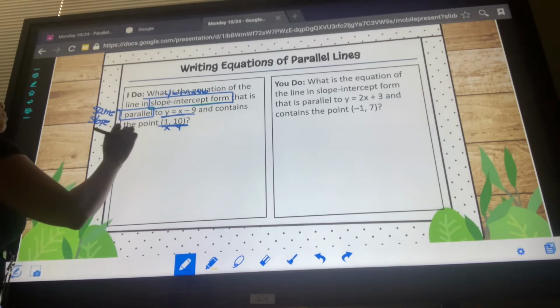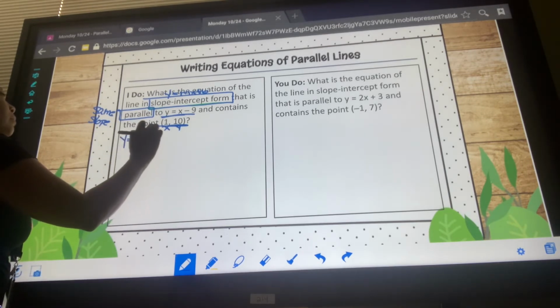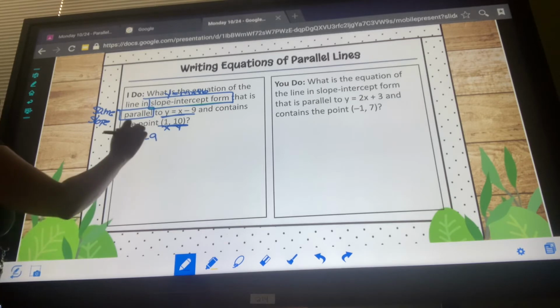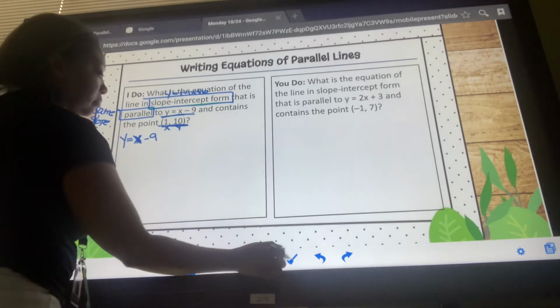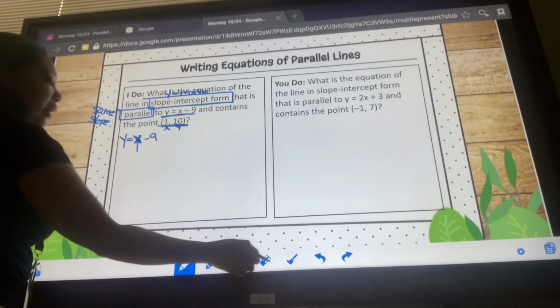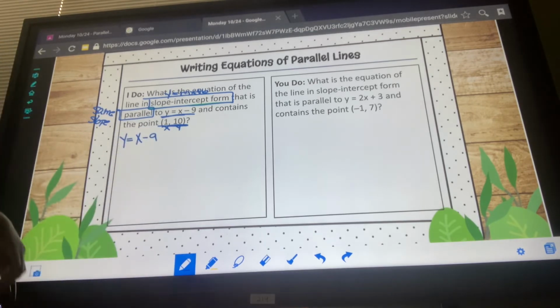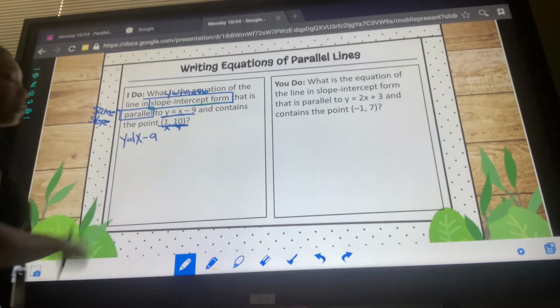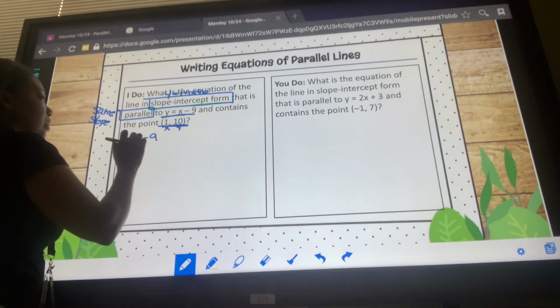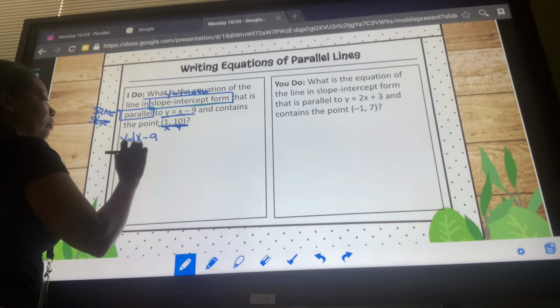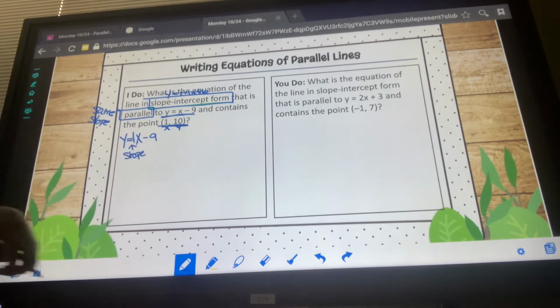Well, if I have this equation, and it's already in slope-intercept form, don't I have my slope already? Even though there's no number in front of here, we know there's an understood 1 there, right? So my slope is 1.